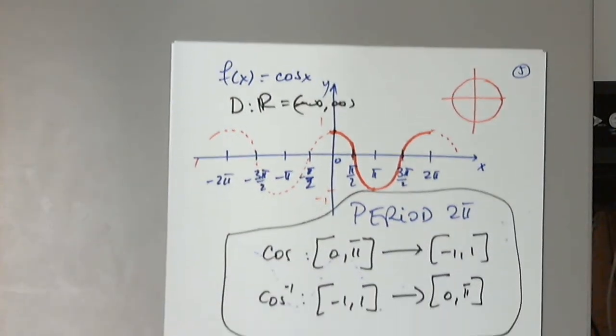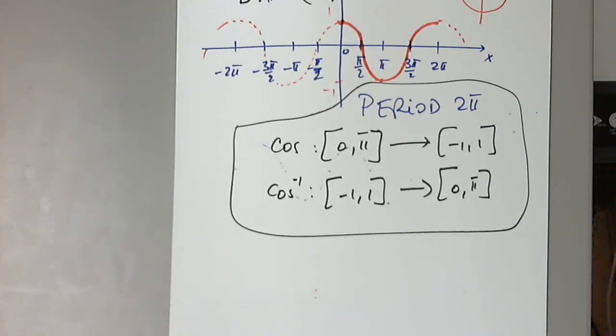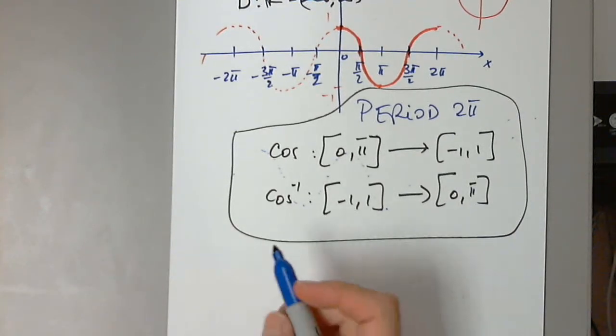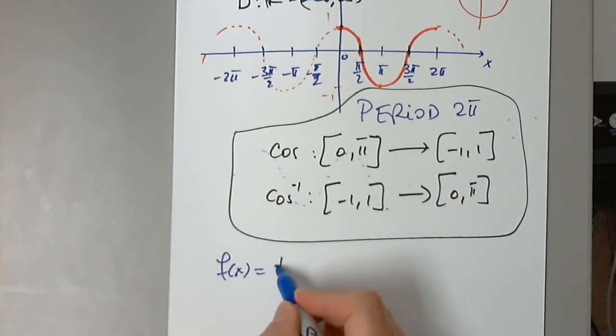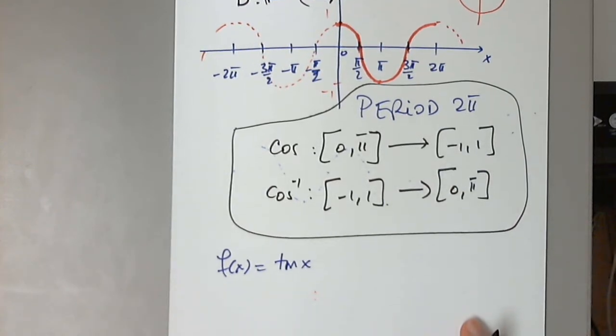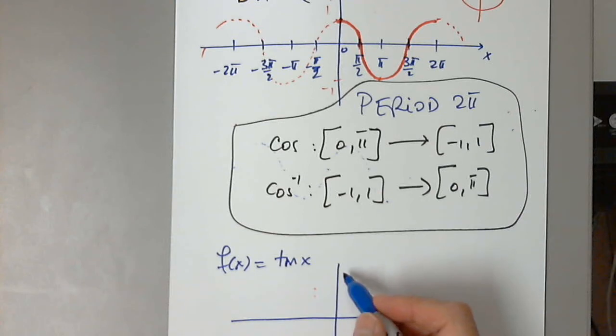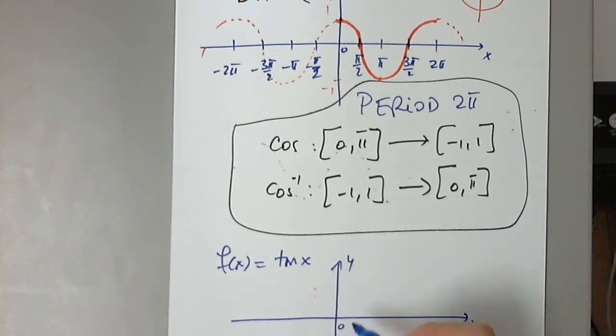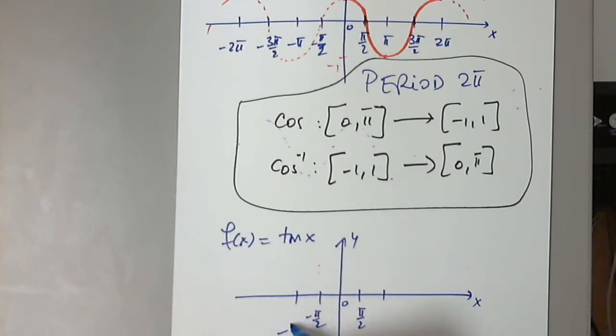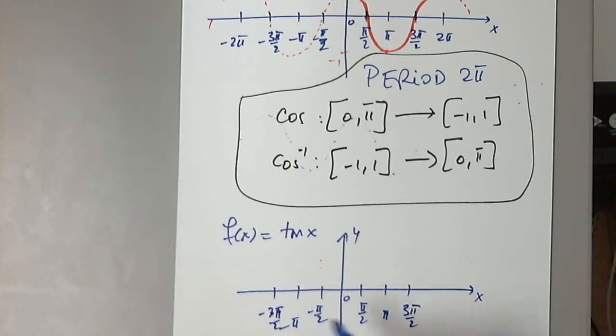Okay, last function that I would like to look at, and the other ones we can graph also, is f of x equals tangent x. There is a problem with tangent. We'll discover the problem in a minute. So negative pi over 2, pi over 2, negative pi, pi, negative 3 pi over 2, 3 pi over 2, negative 2 pi, and 2 pi.